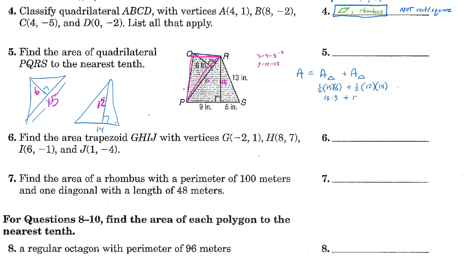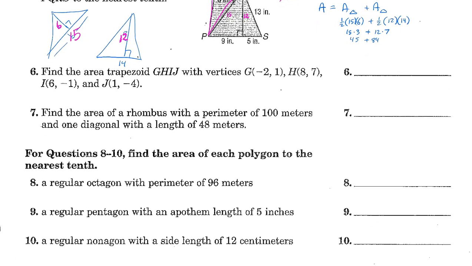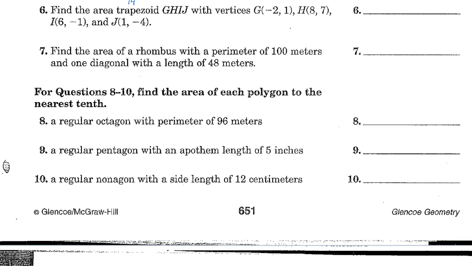Plus, and over here I'll leave the 12 and divide this 14 by half. So that's 7. So then that gives us 45 plus, what's that, 70 and 14, so 84. So that's 120 and 9. So we get the area is 129, exactly. Ooh, look at that. They were trying to be like, find it to the nearest tenth, huh? But it was exactly. Okay, find the area of trapezoid with vertices.